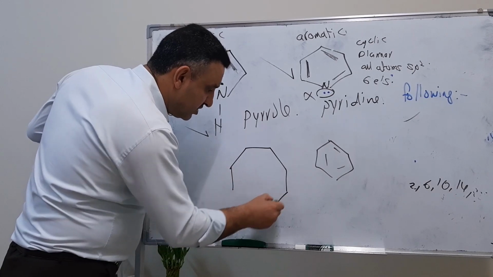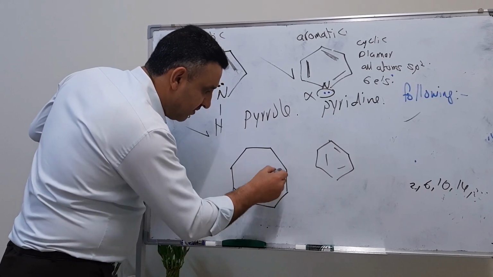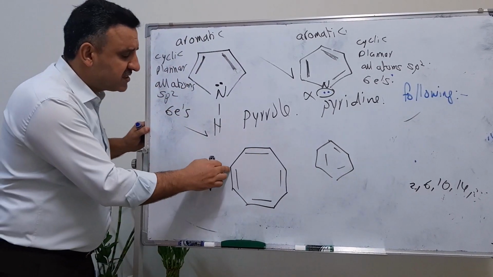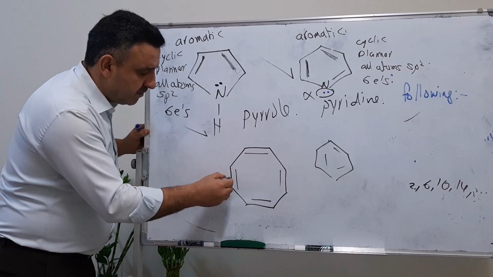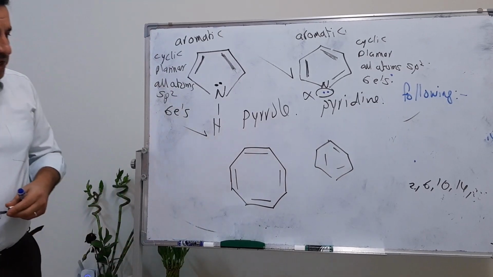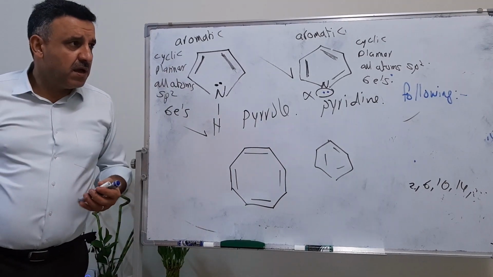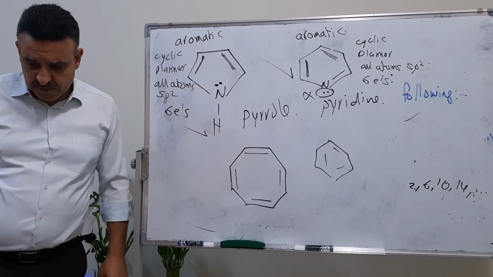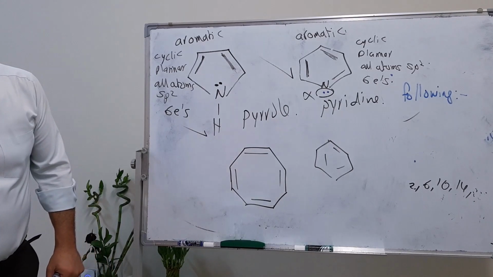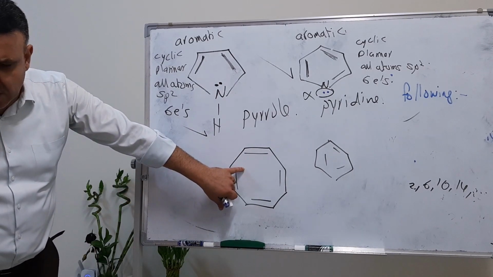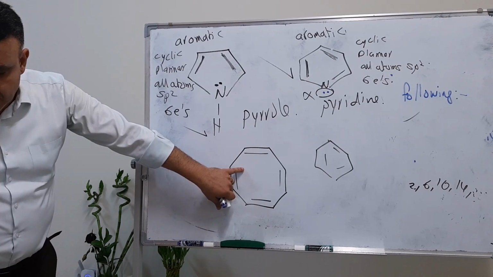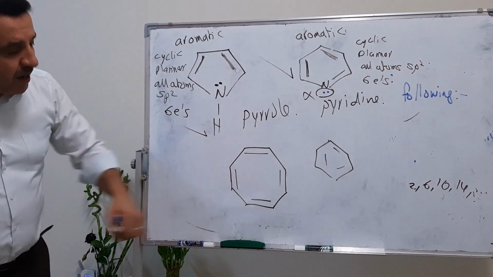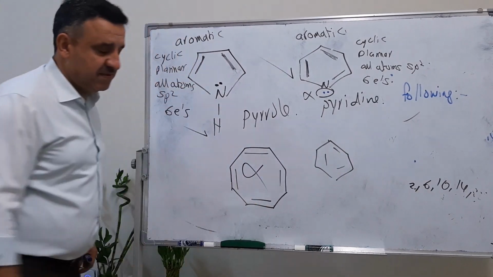It's okay. Now let's take another example here. Is this system aromatic or not aromatic? This is actually 1,3,5,7-octatetraene. How many? Is it aromatic or not aromatic? Not, Doctor. Why is it not aromatic? Because it has 8 electrons. Absolutely. So this is not aromatic.